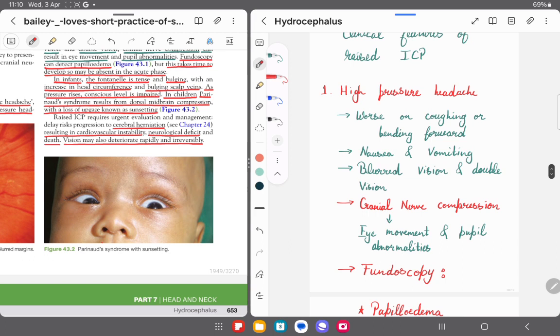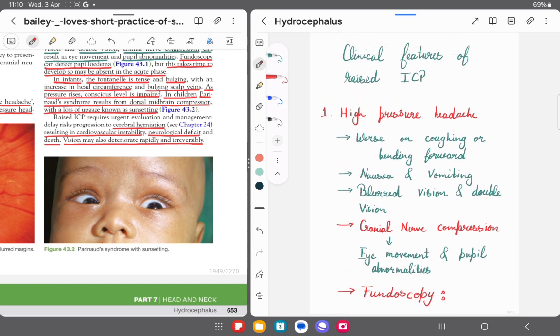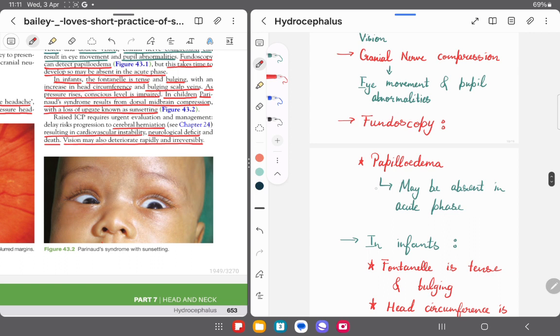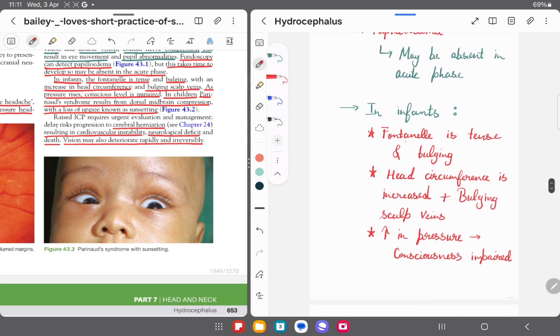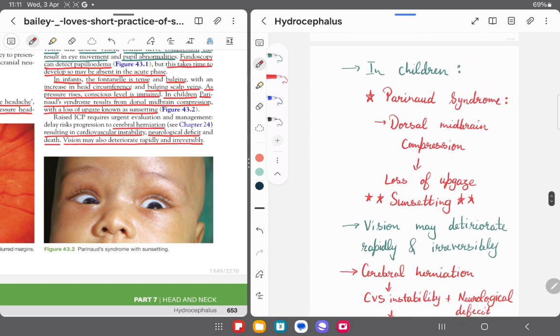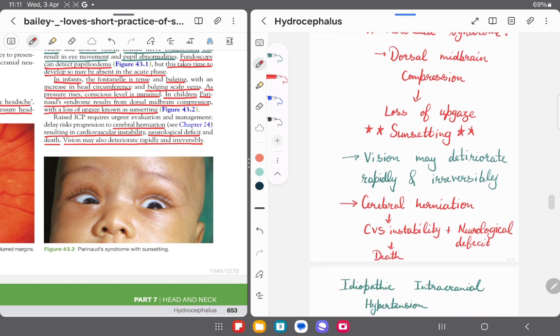Let us revise. Clinical features of raised intracranial pressure are high pressure headache, which is worse on coughing or bending forward, associated with nausea and vomiting, blurred vision and double vision. Cranial nerve compression will cause eye movement and pupil abnormalities. On fundoscopy, we will see papilledema, which may be absent in the acute phase. In infants, the fontanelle is tense and bulging, head circumference is increased, and bulging of scalp veins is found. Increase in pressure results in impairment of consciousness. In children, we see Parinaud syndrome, which is dorsal midbrain compression resulting in loss of upgaze, sunsetting, shown here in the picture. Vision may deteriorate rapidly and irreversibly, and cerebral herniation will result in cardiovascular instability and neurological deficit, which may result in death.